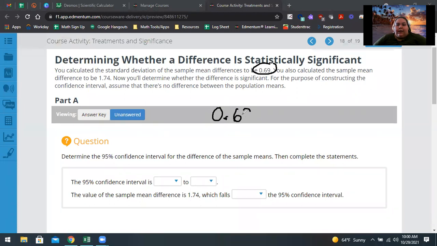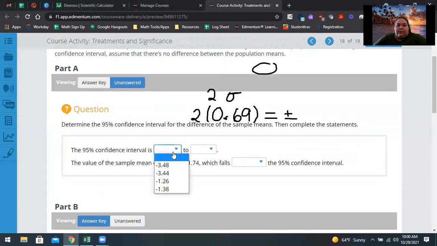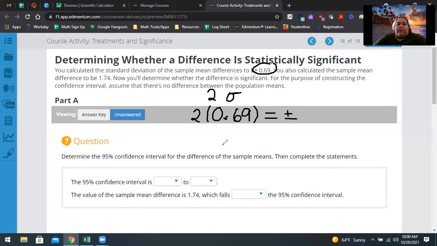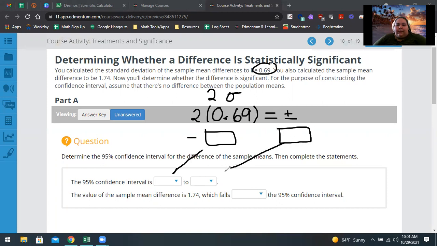And because we're looking for the 95% confidence interval, that's within 2 standard deviations. So if this is the standard deviation, we're going to multiply it by 2. Here, we're going to multiply 2 times 0.69. Once you have that value, you're going to have the positive and the negative value. So then our confidence interval is going to be between what 2 numbers? Remember, you get a value, but you're going to consider the negative and the positive of that number. So it'll be negative, whatever number you get, for that first box here, and then the positive value of that here.